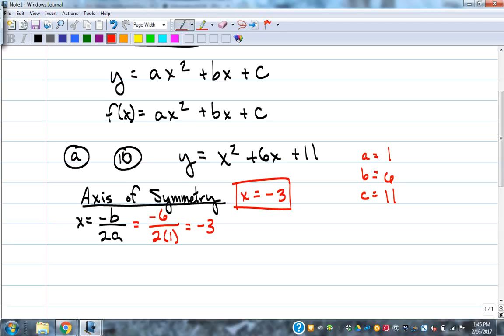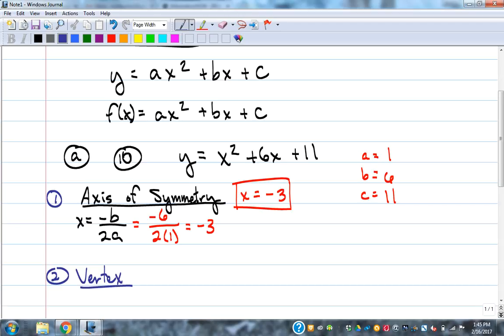It'll be a dotted line when we draw the graph, but that's key, is having that number. Okay. The next thing that we would look at is the vertex. So the first thing you find is the axis of symmetry. The second thing you find is the vertex. The reason you do them in that order is because whatever this is for the axis of symmetry, that's the x value of the vertex every single time.